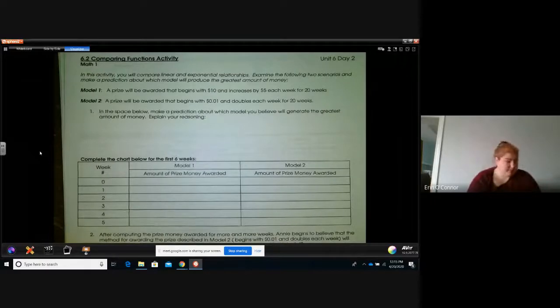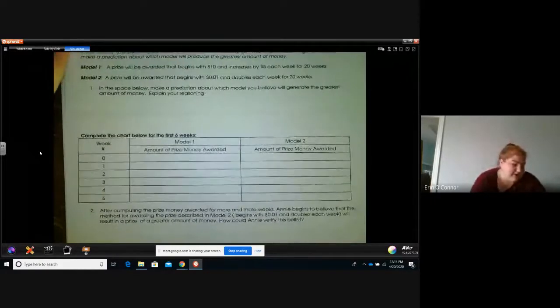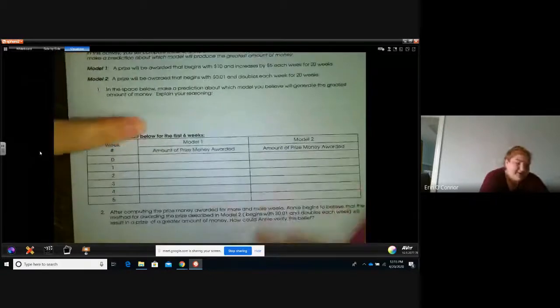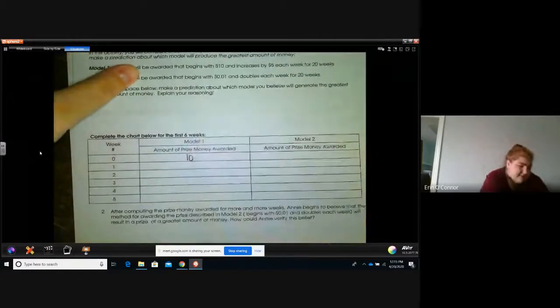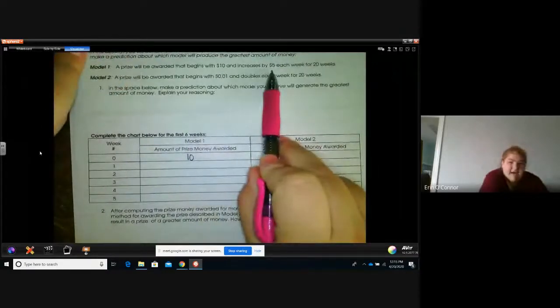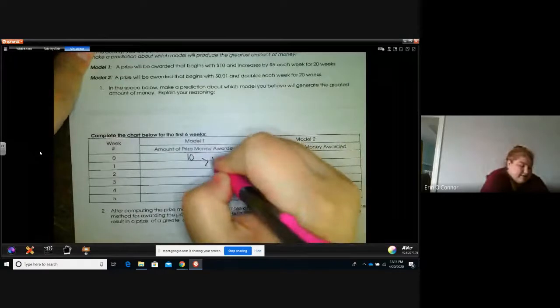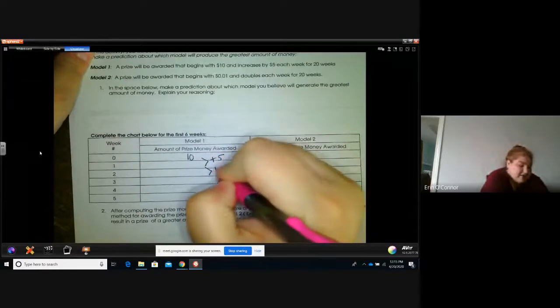Okay, let's look at number 2, completing the chart. So model 1, it says we start with $10. So we're going to put 10. And it increases by $5 each week. So we're increasing by 5. We're adding 5 each week.